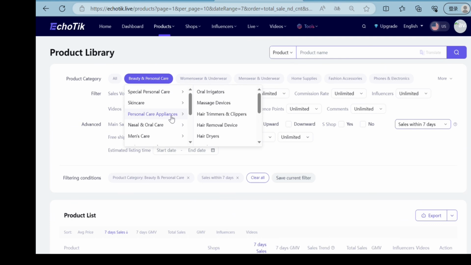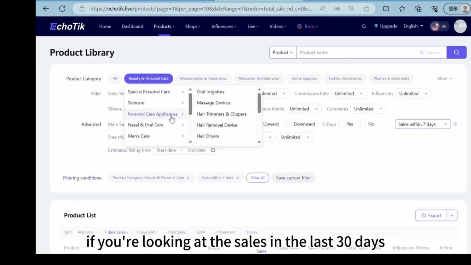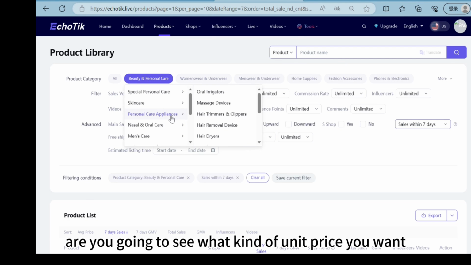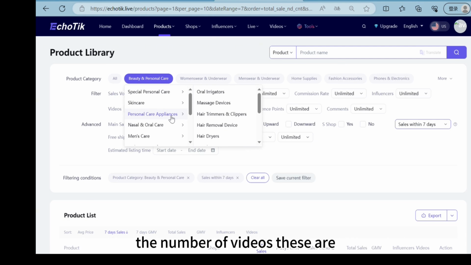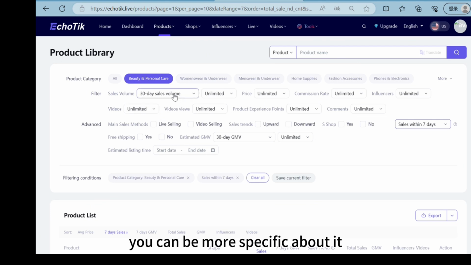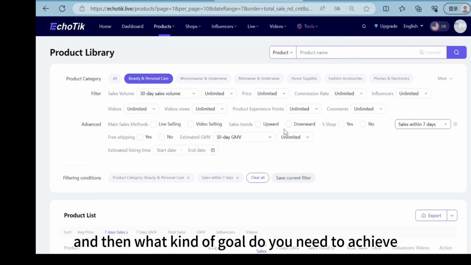So the rest is, for example, if you're looking at the sales in the last 30 days. Or are you going to see what kind of unit price you want, and the number of influencers who bring goods? The number of videos, these are. What if you set it finer? You can be more specific about it. How many competitors do you have? And then what kind of goal do you need to achieve?